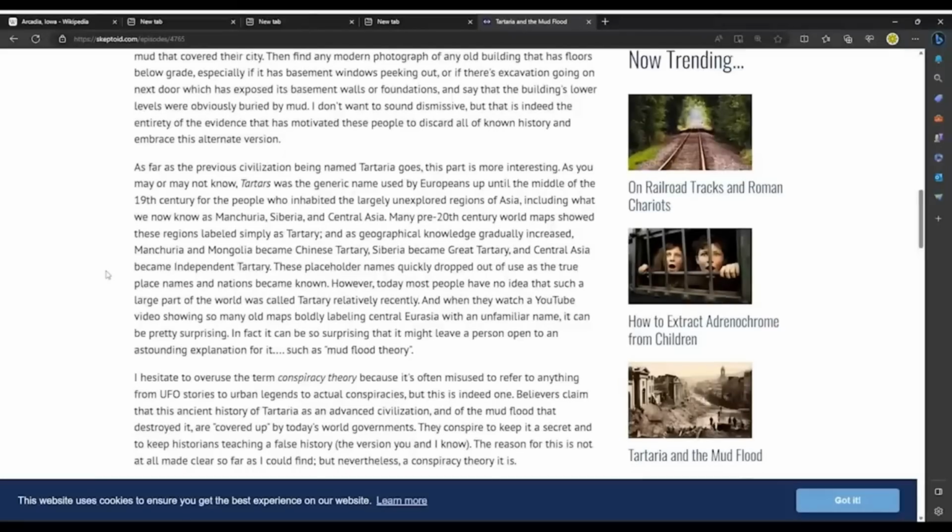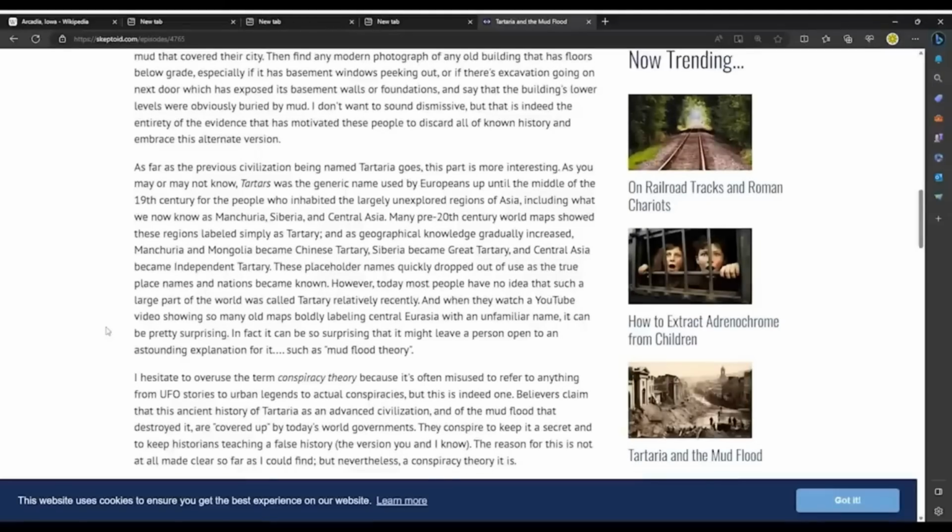Good call there, Brian. These placeholder names quickly dropped out of use as the true place names and nations became known. However, today most people have no idea that such a large part of the world was called Tartary relatively recently. Really? And when you watch a YouTube video showing so many old maps boldly labeling Central Eurasia with an unfamiliar name, it can be pretty surprising. In fact, it can be so surprising that it might leave a person open to an astounding explanation for it, such as mud flood theory.